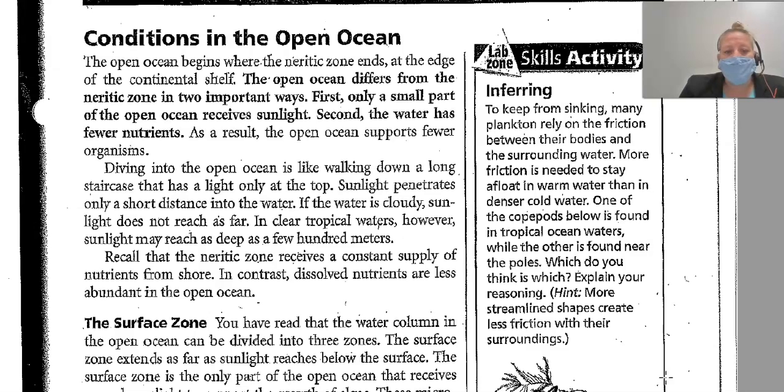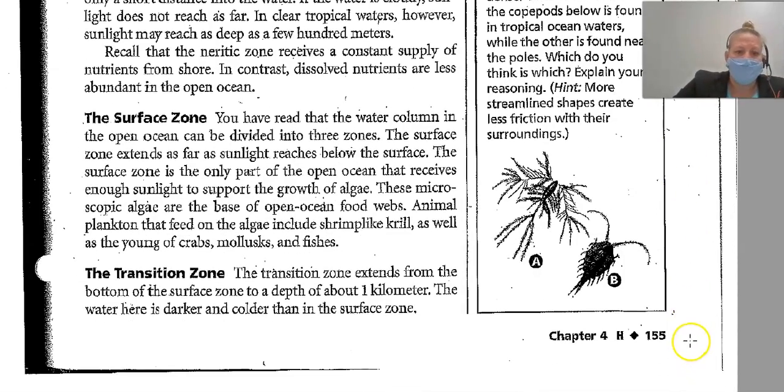Diving into the open ocean is like walking down a long staircase that has light only at the top. Sunlight penetrates only a short distance into the water. If the water is cloudy, sunlight does not reach as far. In clear tropical waters, however, sunlight may be able to reach as deep as a few hundred meters. Recall the neritic zone receives a constant supply of nutrients from the shore. In contrast, dissolved nutrients are less abundant in the open ocean.